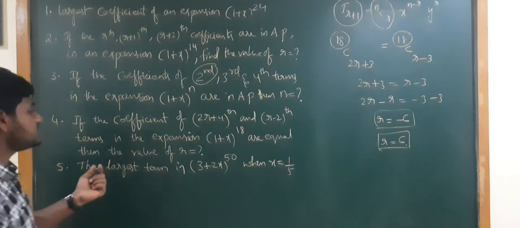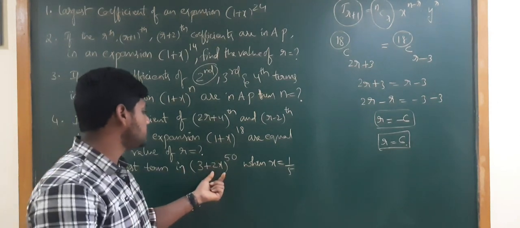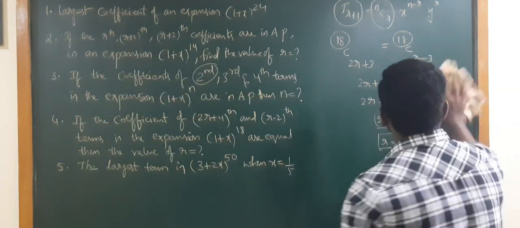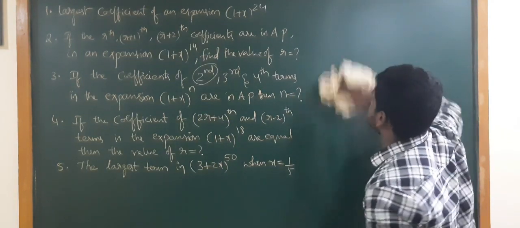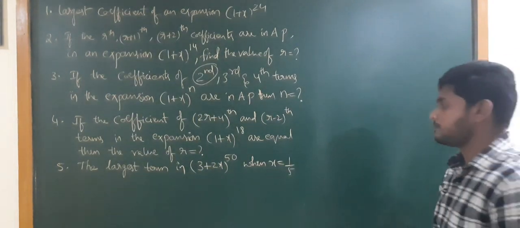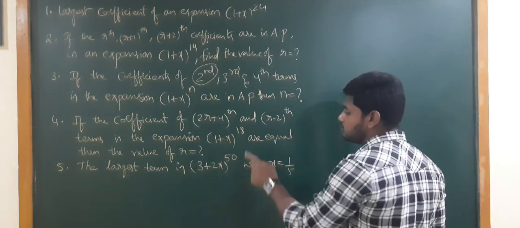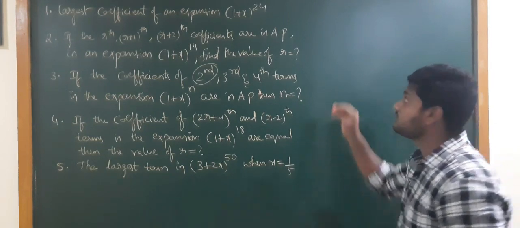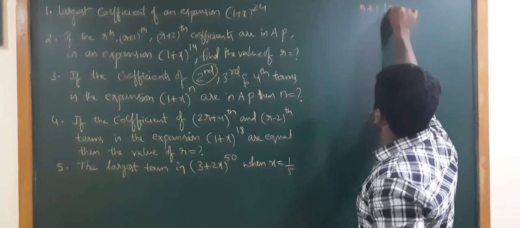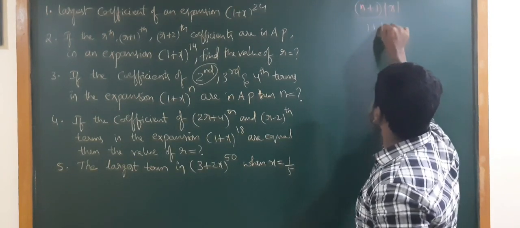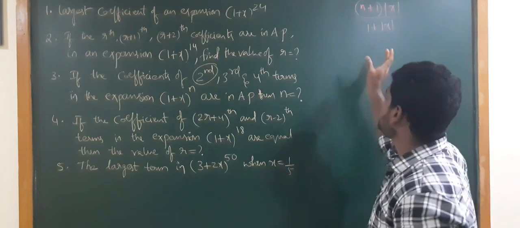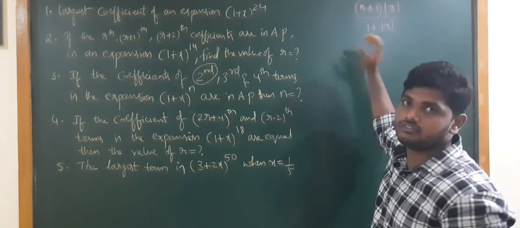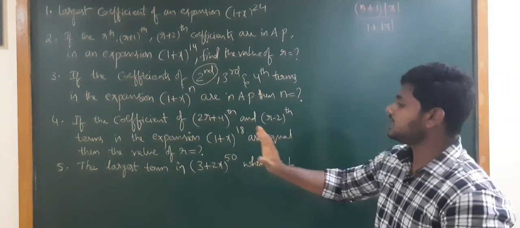Next, the largest term in the expansion (3 plus 2x) whole to the power of 50 when x is equal to 1 by 5. So this is a very important question. These types of questions are also asked in JEE Mains. To find the largest term, we have discussed the formula, that is (n plus 1) into mod x by (1 plus mod x). If it is an integer, T(r plus 1). If it is an integer, T(r) and T(r plus 1). If it is a non-integer, T(r plus 1). That is the largest term.